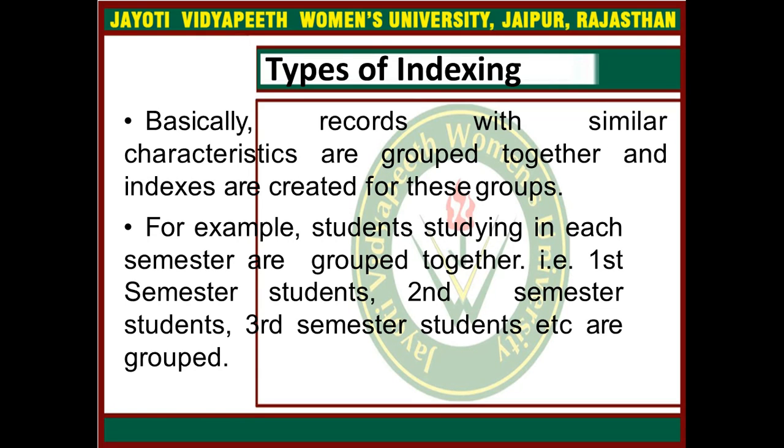Basically, records with similar characteristics are grouped together and indexes are created for these groups in the clustering index. For example, students studying in each semester are grouped together, that is first semester students, second semester students, third semester students, etc.